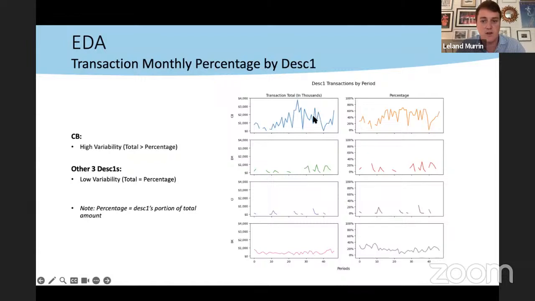CB had really high volatility for its transaction amount, but in terms of a percentage of the total transaction amount of the data set, it actually was pretty constant over time. It's consistently taking up somewhere between 40 to 60% of the overall transaction amount, which is pretty significant. The other 3 description 1s exhibited low variability. Their total and percentage were pretty similar, so there wasn't anything as interesting to take away from those. CB is, again, an anomaly.